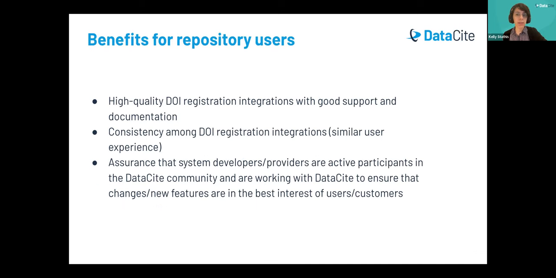The process helps repository platforms and users by ensuring that DOI registration integrations are high quality and have good support and integration with the systems. It also helps to ensure consistency across different DOI registration integrations through the best practice guidelines that service providers are following. And most importantly, I think it helps to engage our service providers in the DataCite community. The users of repository platforms that are supported by our service providers are some of the largest users of DataCite APIs, so we're always wanting to work closely with these providers to ensure that any changes we make to DataCite services are in the best interest of our users.